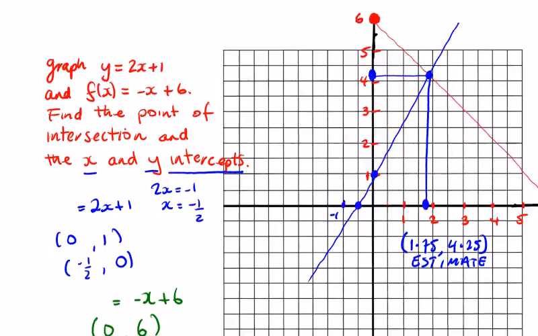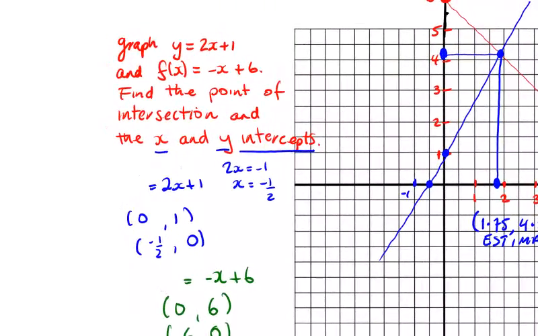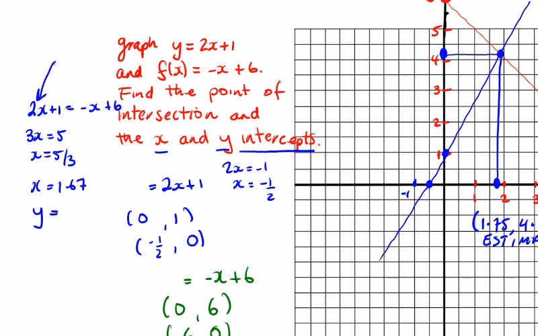Let's have a look at working out the point of intersection. Let's let the two of them equal each other. 2x plus 1 is equal to minus x plus 6. So 3x equals 5. x equals 5 over 3. And we decimalize it. x is equal to 1.67. And if x is equal to 5 over 3, y is equal to 2 times 5 over 3, which is 10 over 3, plus 1, which is 3 over 3, so 13 over 3.